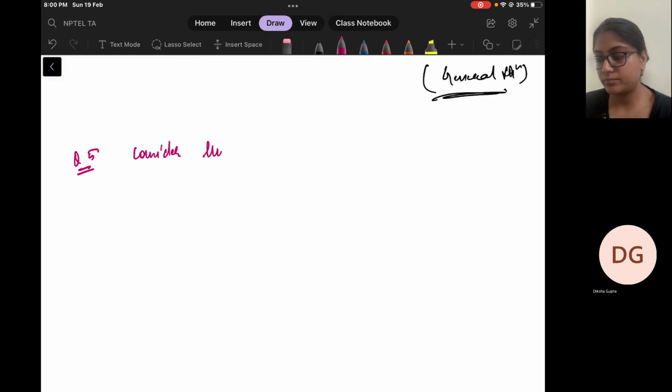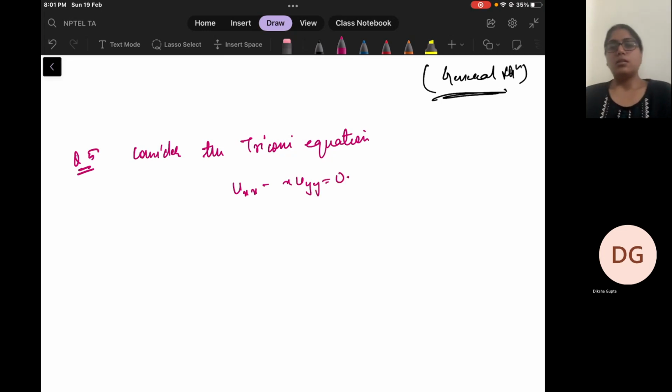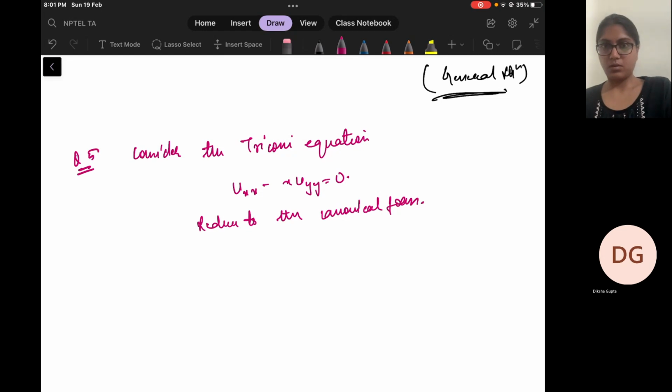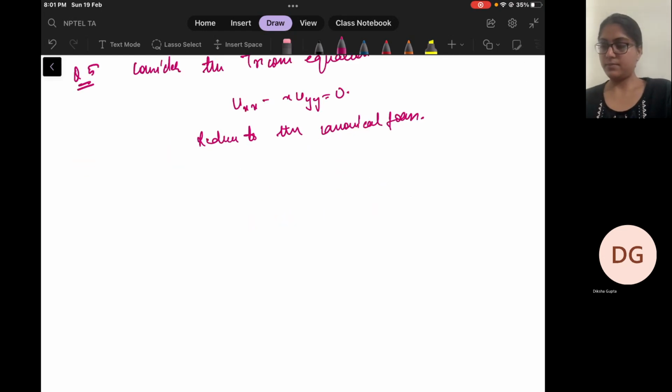Consider the equation with minus x u y equal to 0. So this is a second order PDE of mixed elliptic and hyperbolic type. So again we have to reduce it to the canonical form. Right, this is a second order PDE of mixed elliptic and hyperbolic type.